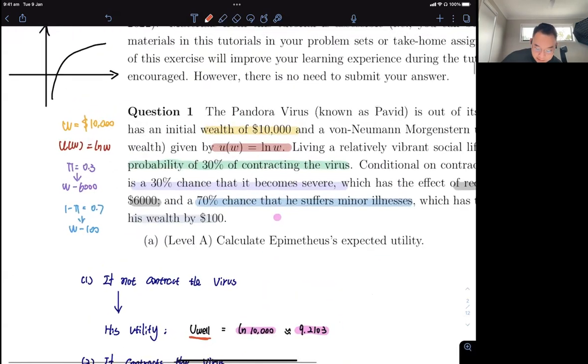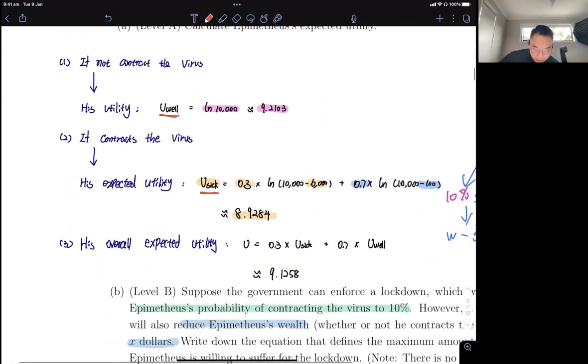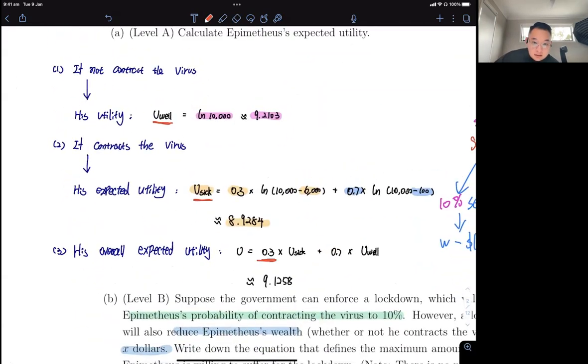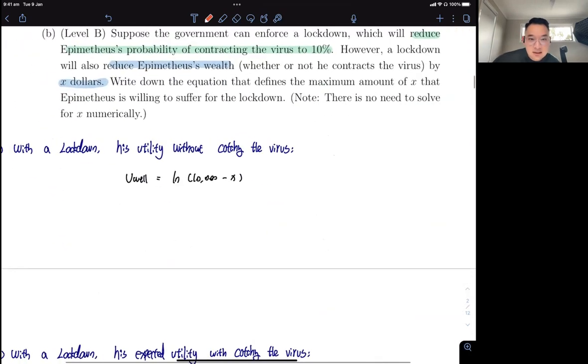His overall expected utility will simply be a combination of U well and U sick. Again, we know the chance of getting the virus, which will get you sick, is 30%. So 0.3 times U sick plus a 70% chance you will stay well. In the end, 0.7 times 9.2103 and 0.3 times 8.9284, you would get 9.1258 as your answer. Okay, that's pretty easy. Question A. Any questions, guys?